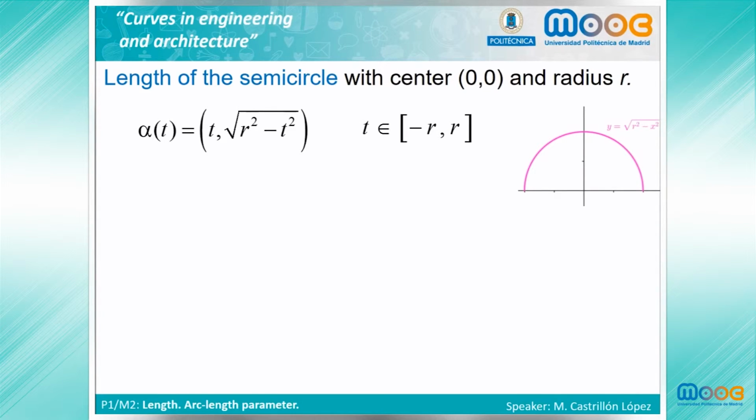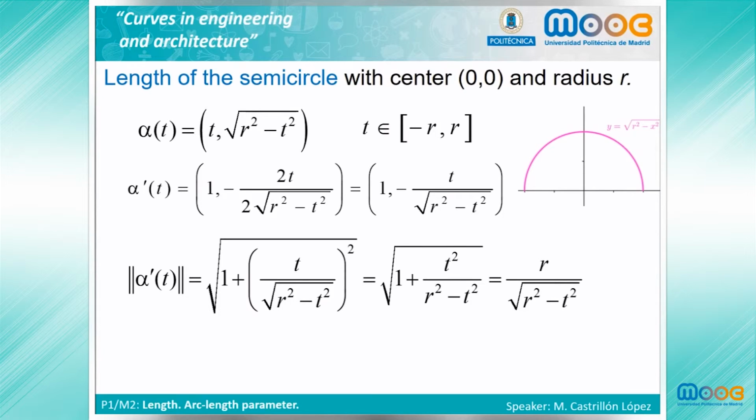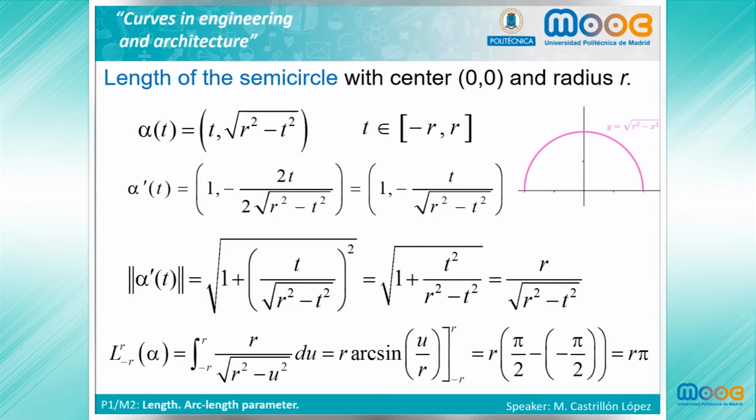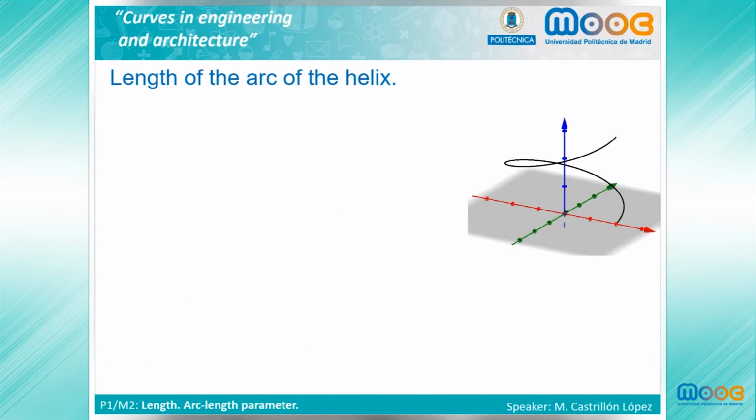We recall here that all the points of the upper semicircle satisfy that y equals the square root of r squared minus x squared. Now, we just rewrite x as t, and t between minus r and r. After some easy computations, we get that the modulus of the derivative of alpha satisfies the identity you have now on the screen. So after calculating the integral, we get that, also using this parametrization, the length equals pi times r.